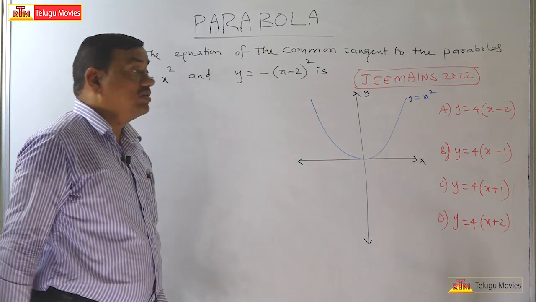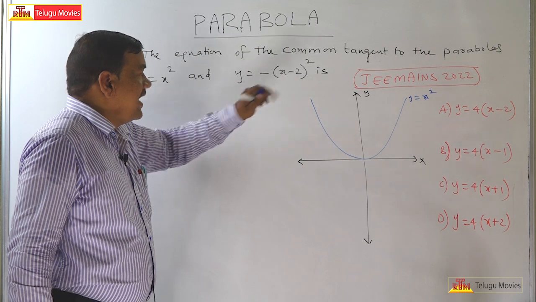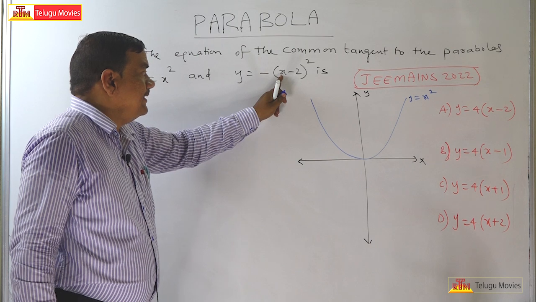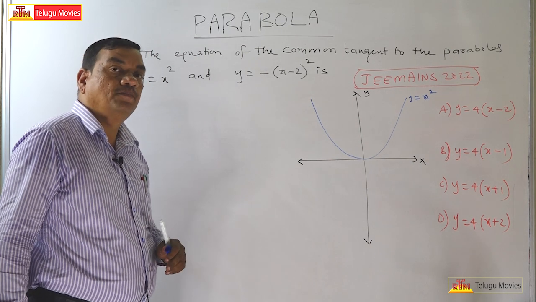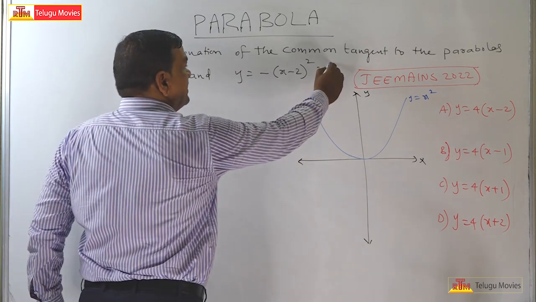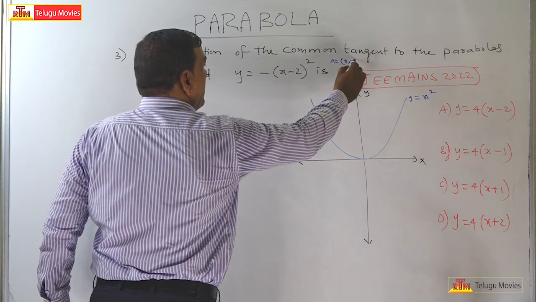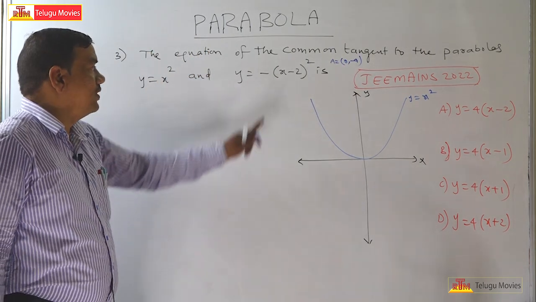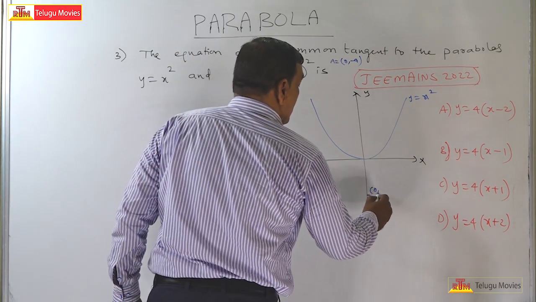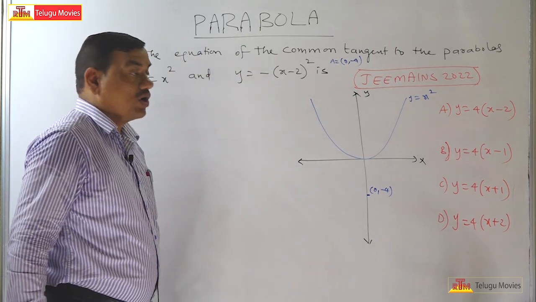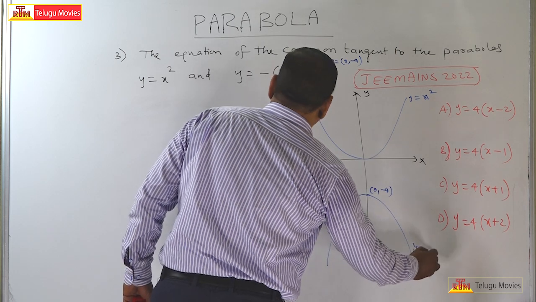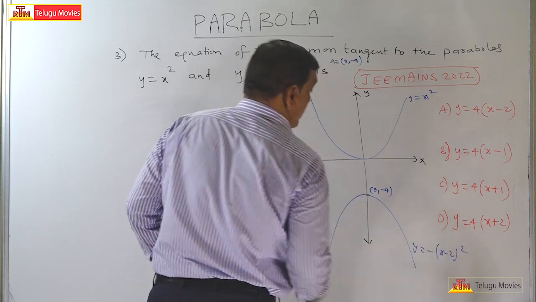Okay. Let us find out the vertex. For example, if x is equal to 0, what happens? Let us see. If x is equal to 0, then 0 minus 2, minus of (0 minus 2) whole square, that means y is equal to minus 4, the point 0 comma minus 4. If the x value is 0, the y value is minus 4. So this is 0 comma minus 4, and it opens downward. So this is y is equal to minus of (x minus 2) whole square.